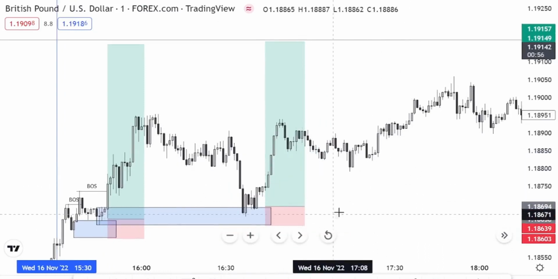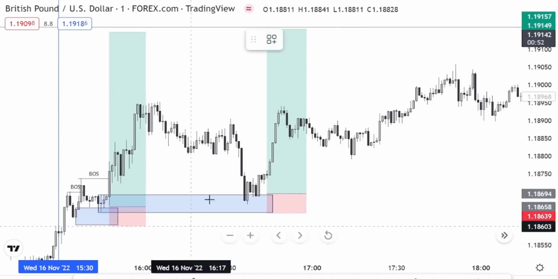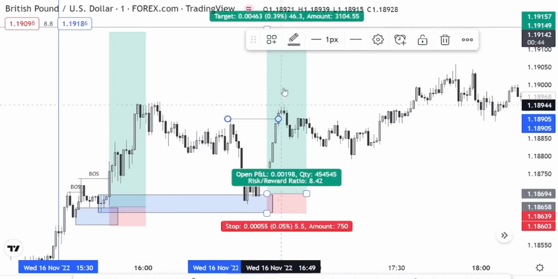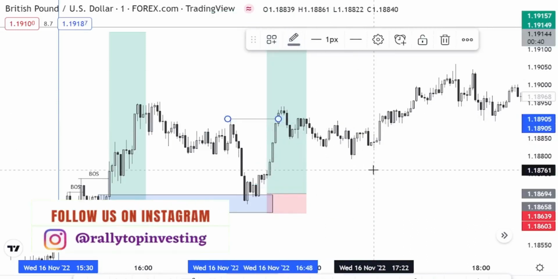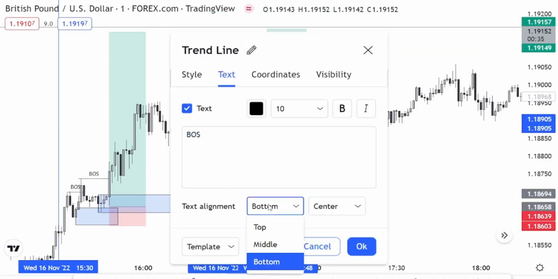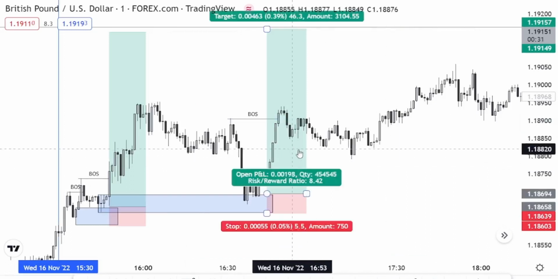Now let's move further. Take a look again. Price broke structure here. This is a powerful strategy, guys, but very simple. Price broke structure there, so let's denote that again.